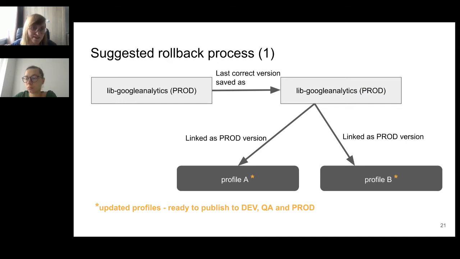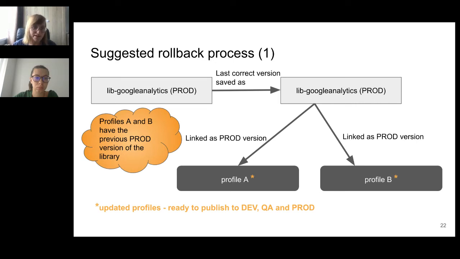And this slide brings us to the rollback process. Let's say there is an issue with the GA library on production. We need to roll back to the last correct production version immediately. Ideally, we would follow the correct deployment process to find the last working production version, save this as a dev version, then after testing as QA, and finally as a production version. And on this slide, I'm just skipping these steps here.